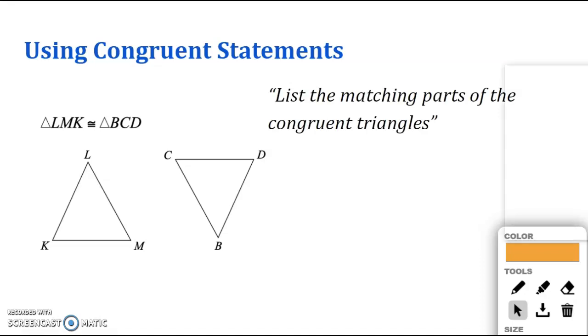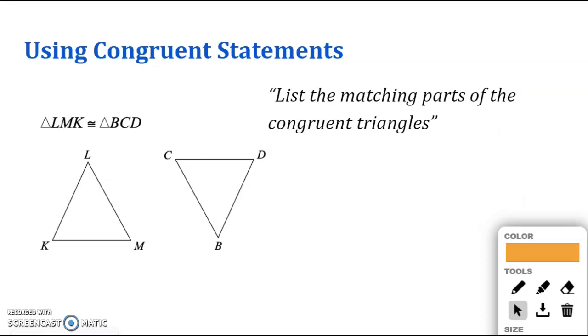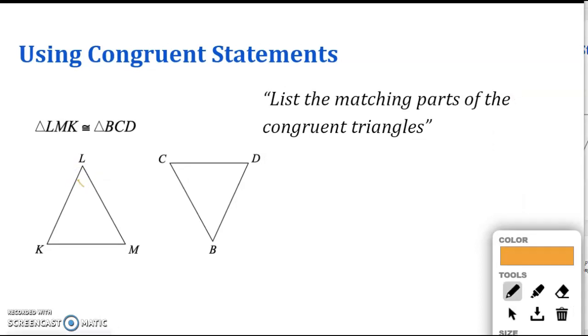Okay, now list the matching parts of the congruent triangles. I can do what we did here. So L matches with B, and M matches with C, and K matches with D.